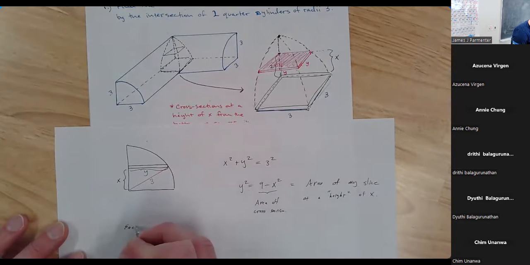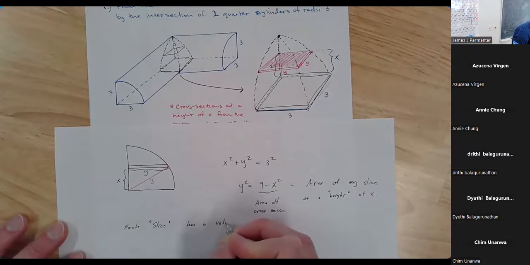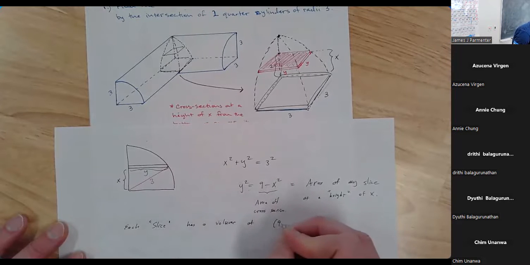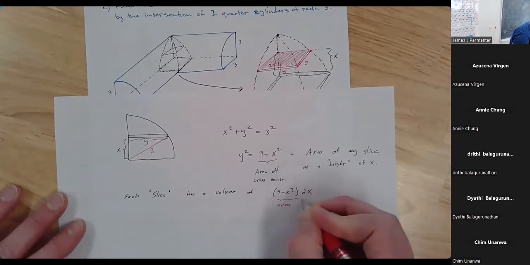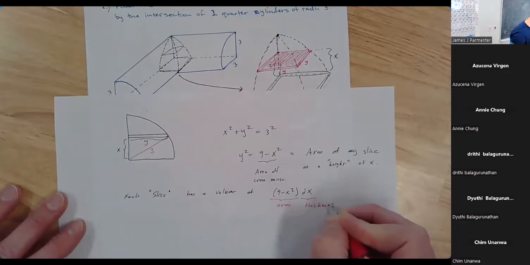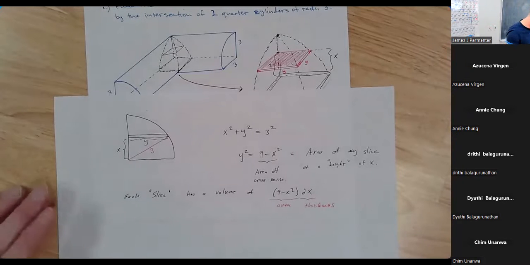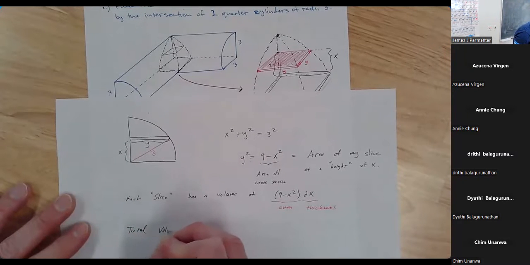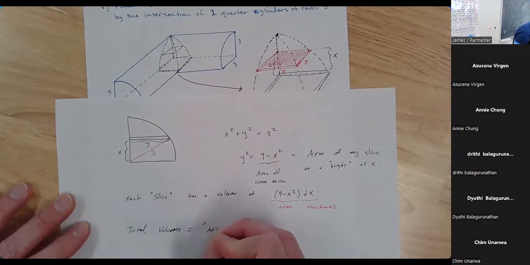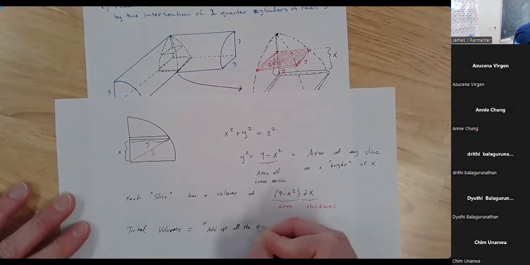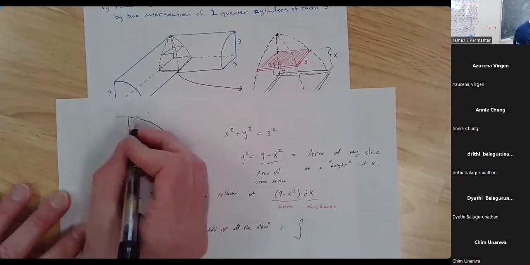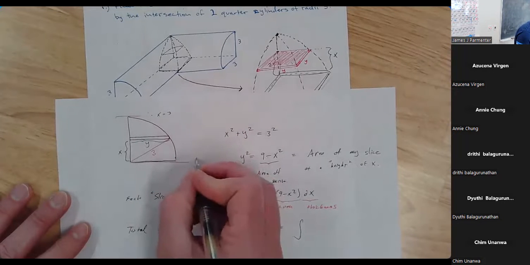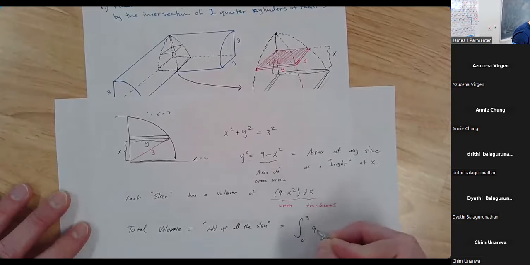So each slice has a volume, so I said volume, of area times thickness. And then what are we going to do? We're going to add up all the volumes. So we're going to get the total volume by adding up all the volumes. We're adding up all the slices. And that's how we're going to integrate from a bottom of x equals 0 to a top of x equals 3 of 9 minus x squared dx.